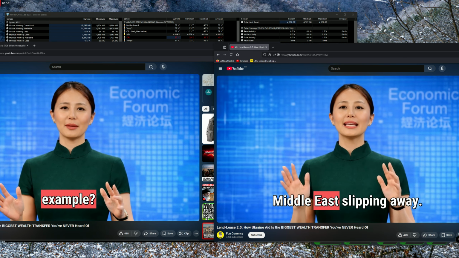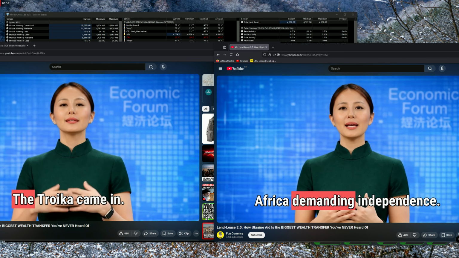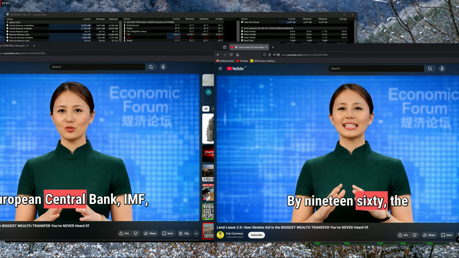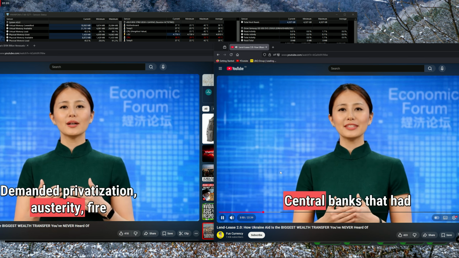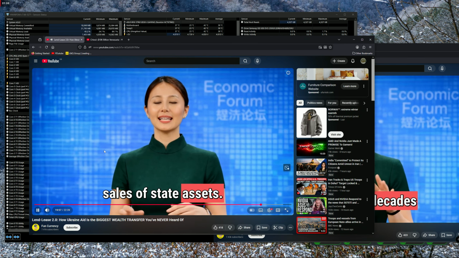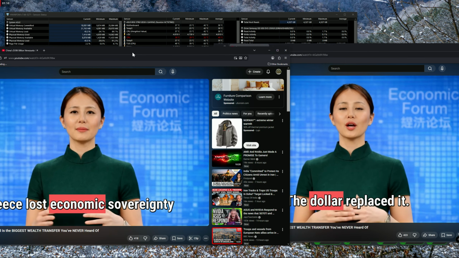You want a recent example? Greece after 2008. The Troika came in: the European Central Bank, IMF, and European Commission, demanding privatization, austerity, and fire sales of state assets. Greece lost economic sovereignty. Middle East slipping away, Africa demanding independence. By 1960, the pound sterling was a regional currency. Nobody wanted it anymore. Central banks that had held pounds for decades dumped them and bought dollars. The dollar replaced it.